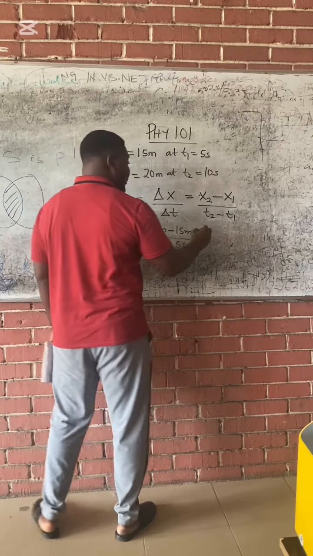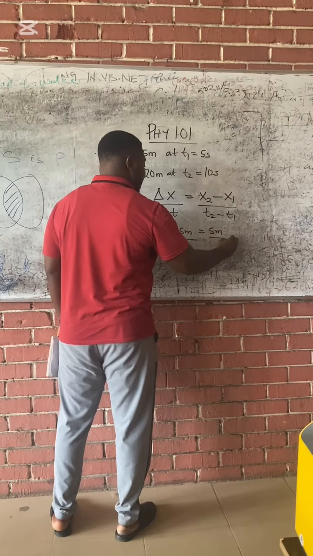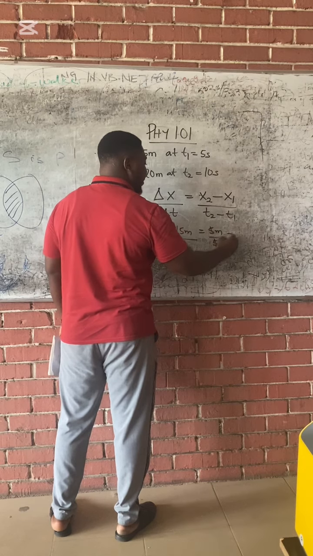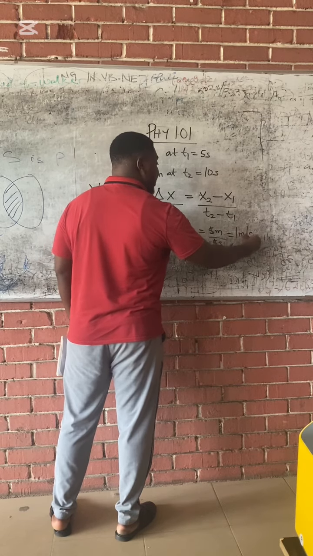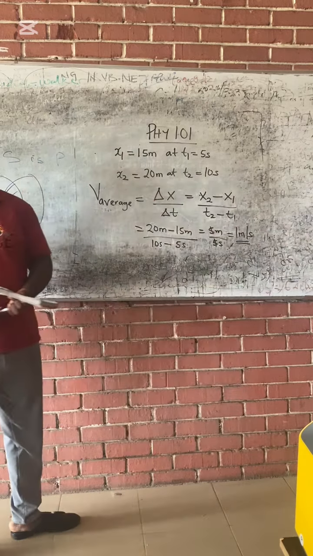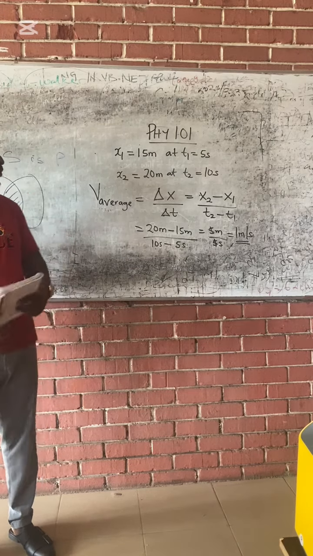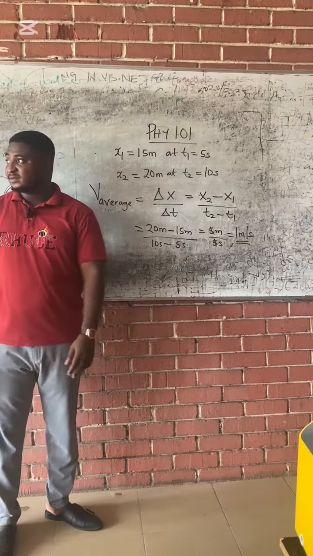So 20 meters minus 15 meters is 5 meters. And 10 seconds minus 5 seconds is 5 seconds. 5 divided by 5 will give us 1 meter per second. 1 meter per second. Yes. This is how we solve the first question that was given.